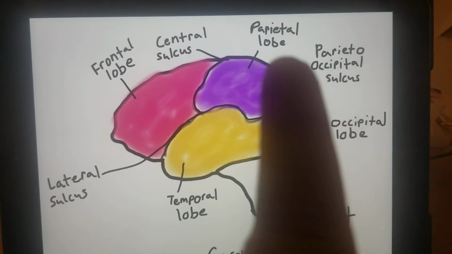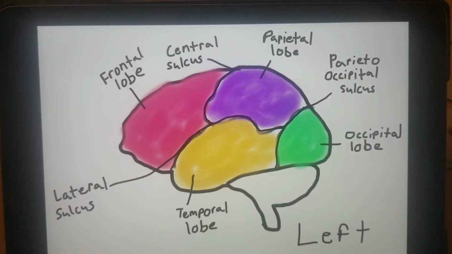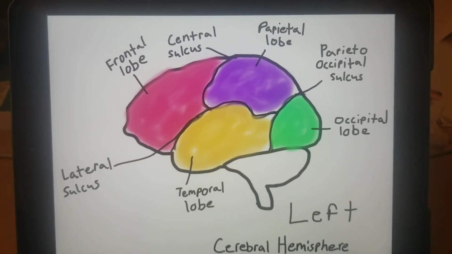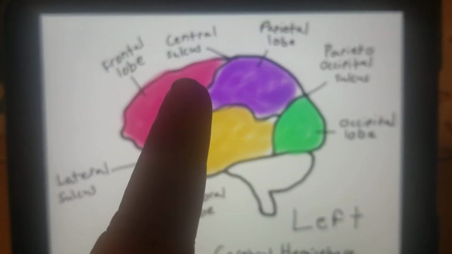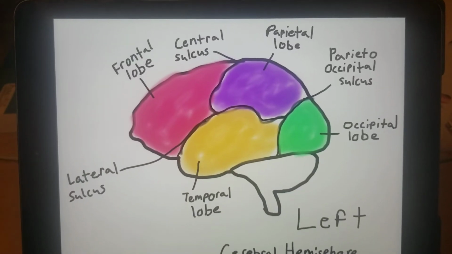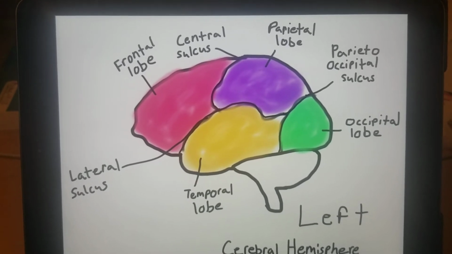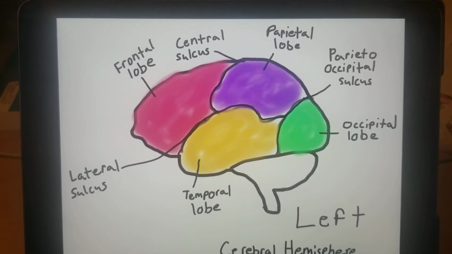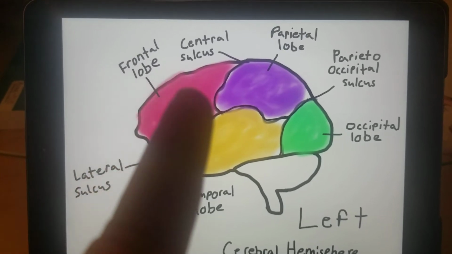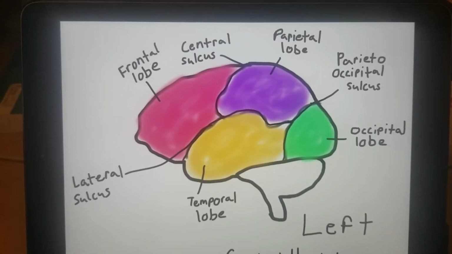Then at the top here in the purple, we have the parietal lobe. And then what separates the two is called the central sulcus, but you don't have to worry about that term too much. It's just a fancy word for a fold in the brain. So it's a line that clearly separates the two lobes.